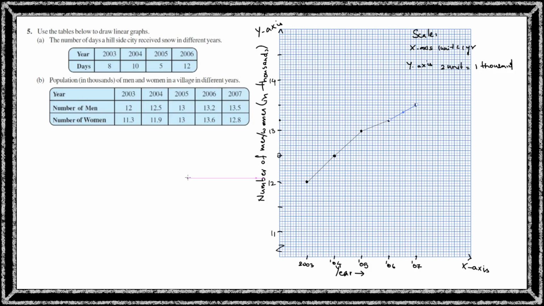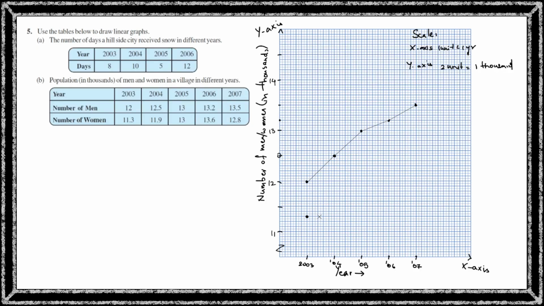You can see that from 3 to 5, it's a straight line, that is, it's a linear graph. And then it is a little bit bent towards the right or towards the left. Now let us move on to the women population data. For 2003, I have 11.3. Here, this is 11, and every 2 blocks is 0.1. So this is 11.1, this is 11.2, and this is 11.3. This is my first point.